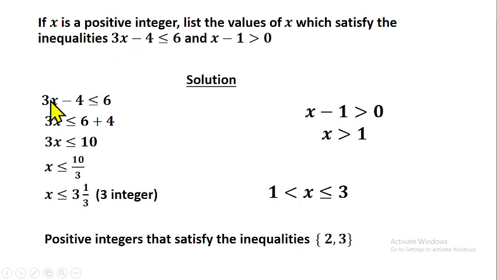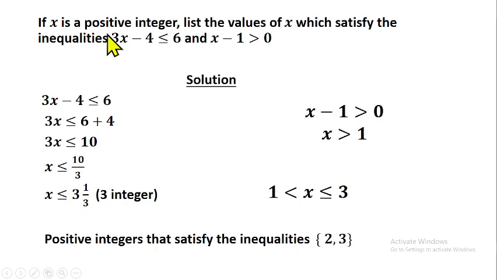Now for the first one, we have 3x minus 4 less than or equal to 6. What can you do? You can collect like terms. That will give you 3x less than or equal to 6, minus 4 comes here, becomes plus 4. So you have 3x less than or equal to 10. Then what do you do? Divide both sides by 3. And you know that the inequality will not change because there's no minus here. So you divide both sides by 3, you have x is less than or equal to 10 over 3, which when you change to a mixed number, we'll be having 3 and 1 over 3.